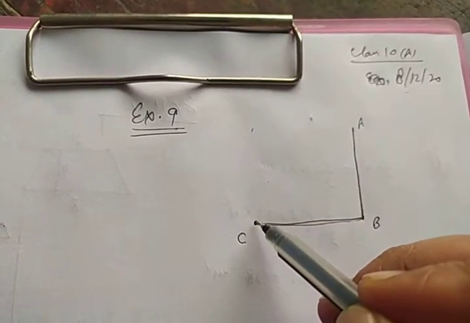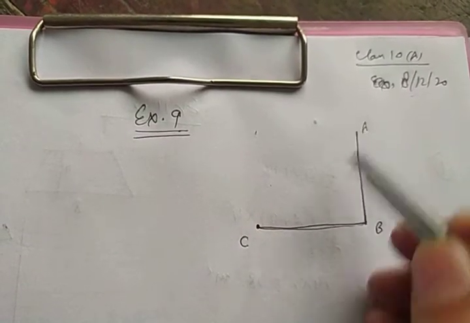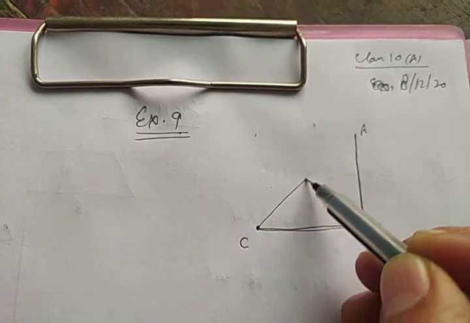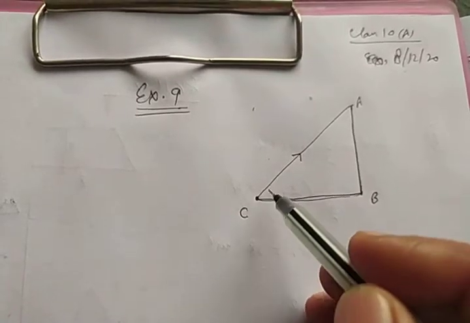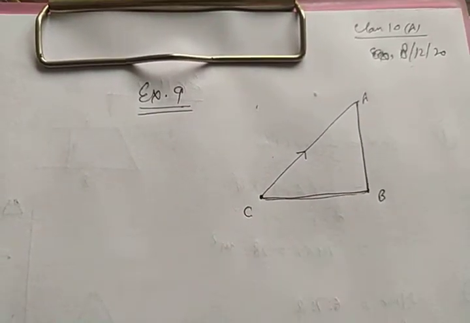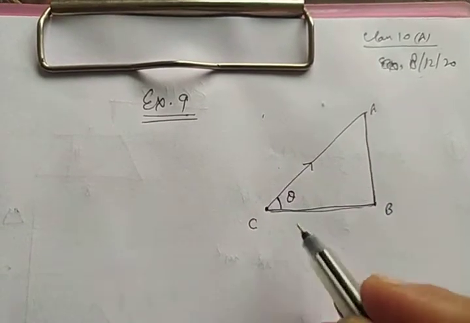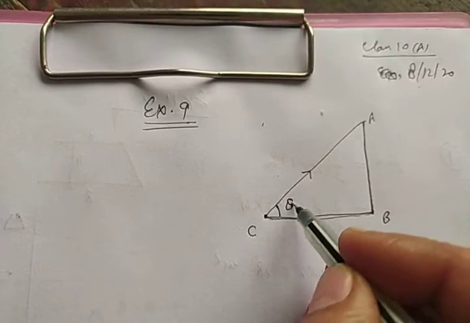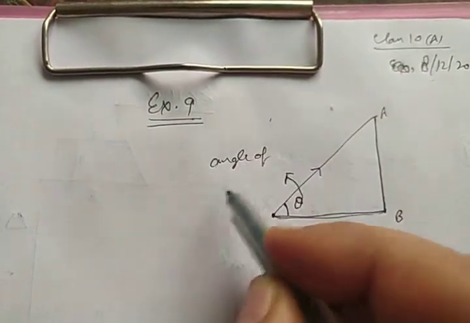Now from C, if you are observing the top of the building, tower, whatever it is, then your line of sight will be like this. It means you are looking in this direction. This line of sight and this horizontal line, the ground, will make a certain angle, that is noted by angle theta, and there is a specific name for this angle called the angle of elevation.